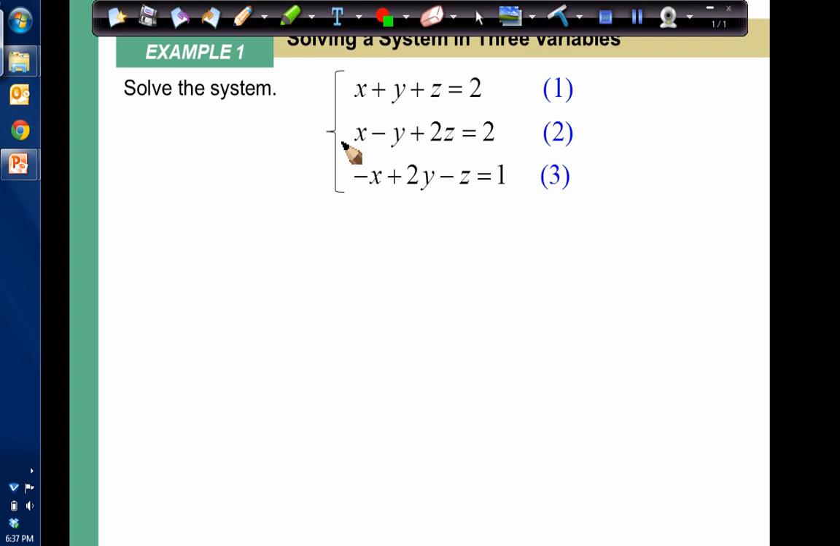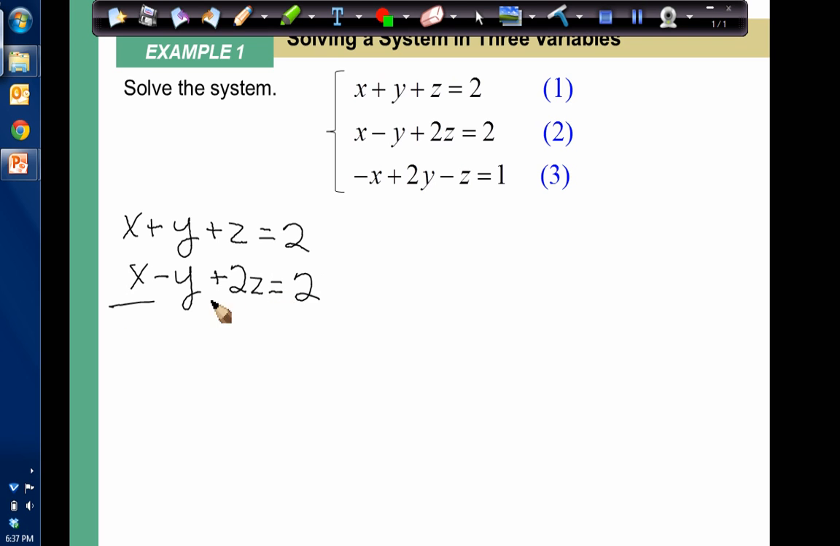So I'm going to try to add the first 2 equations together. So if I add equation 1 and 2, x plus y plus z equals 2, and x minus y plus 2z equals 2, I'll get a new equation, 2x plus 3z equals 4. Okay, so I've eliminated the y out of this equation. Now I'm also going to try to add another 2 equations together. So I've just added equation 1 and 2 together to get this new equation.